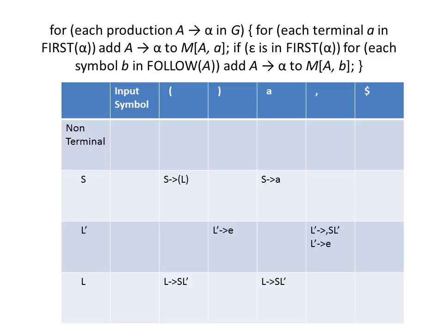Using this rule, we fill out the table. For example, since open bracket is the first of open bracket L close bracket, we add S tends to open bracket L close bracket in M of S comma open bracket. Similarly, we fill out the other table entries as shown. Since the table has more than one entry in a cell, this table is not an LL1 parser table.